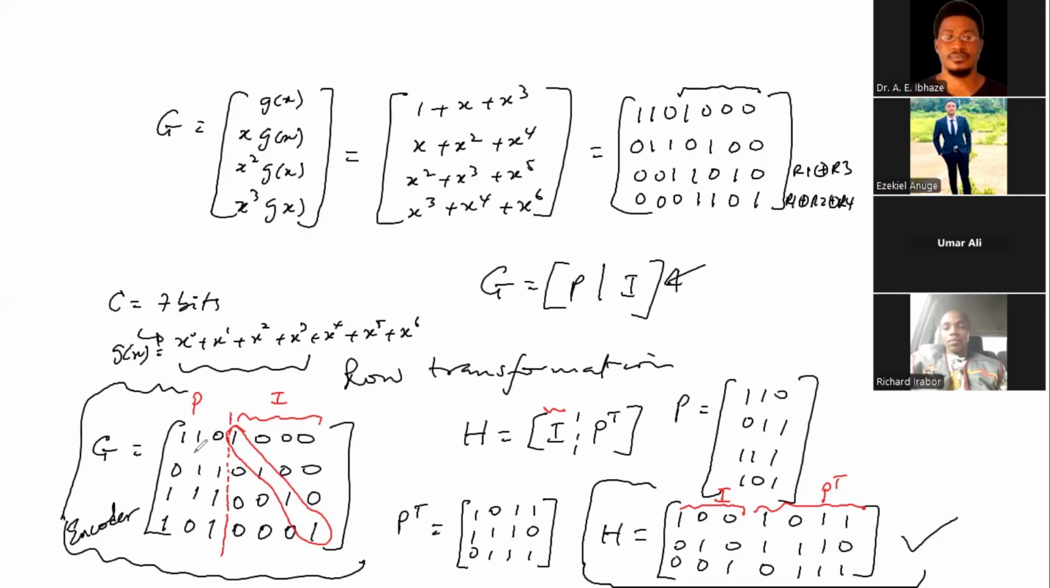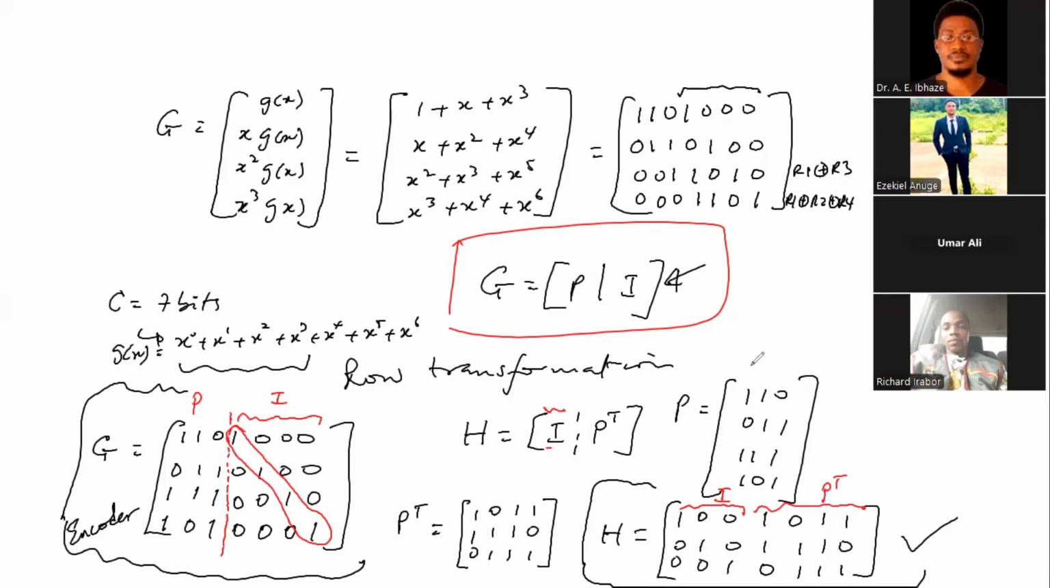So the idea is that for us to be able to design the parity check matrix from the generator matrix, we have to follow this formulation. Now, this is the formulation for the generator matrix, where we have the parity and the identity. So once we pull this parity out and take the transpose of it, then add the identity matrix, we have the parity check matrix.